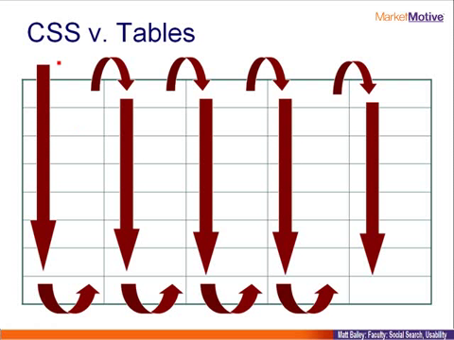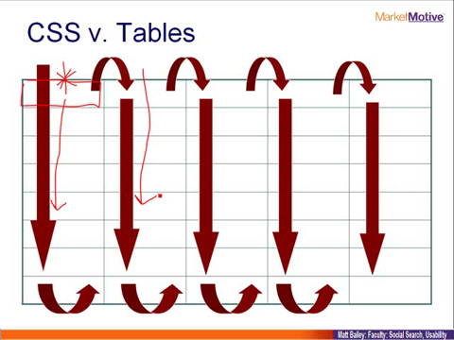If you have a table-based layout, the search engine starts here at the upper left block. That's where the search engine starts. And then the search engine reads down. And then it goes back up to the next column and reads down.